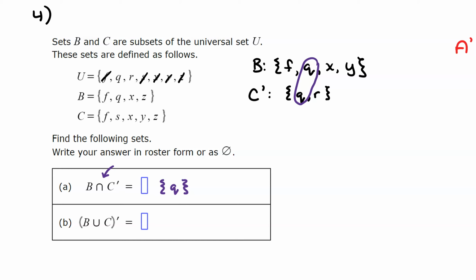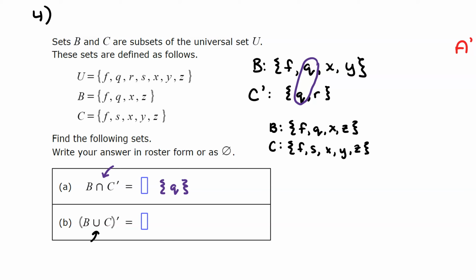Now let's try another one. B union C complement. So let's write out B. B was F, Q, X, Z. And then C is F, S, X, Y, and Z. So what we need to do first is their union.